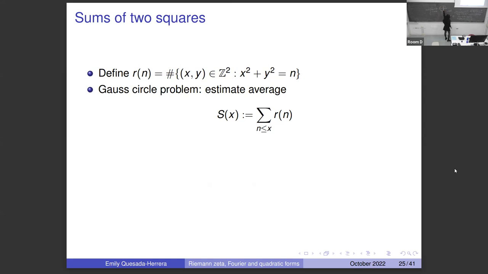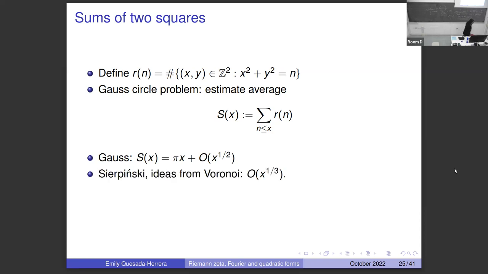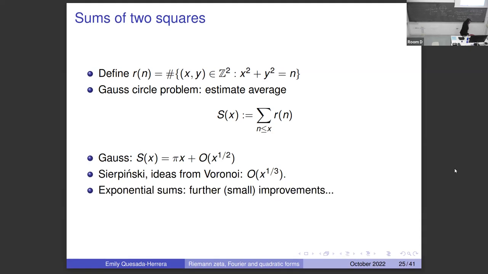So we want to count all of the lattice points inside of the circle. This is going to be Gauss's theorem. This is approximately equal to the area of the circle, pi x. And he gave us another term, big O of square root of x. This was later improved by Voronoi, giving some other error term, x to the one third. And it's been improved a little bit more over the years, using tools such as exponential sums, but still something just slightly smaller than x to the one third.